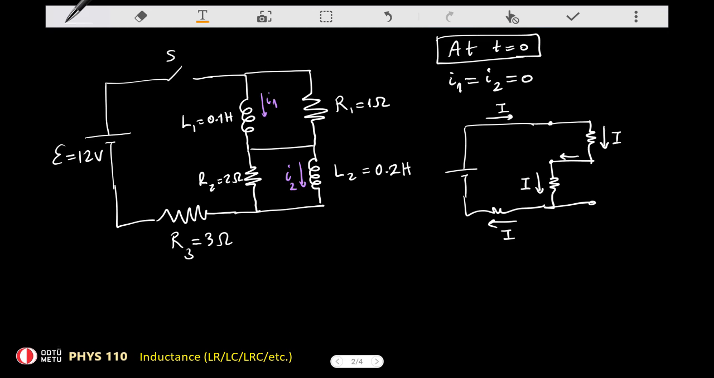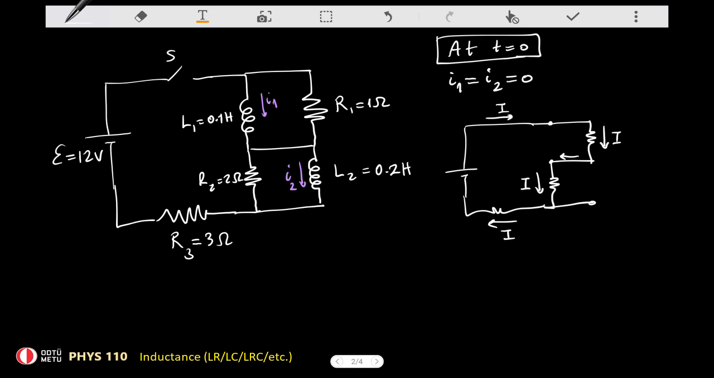That's essentially the solution of the question. So there is a sequence of branches where the whole current is flowing, and no current is flowing on the branches that contain the inductors.